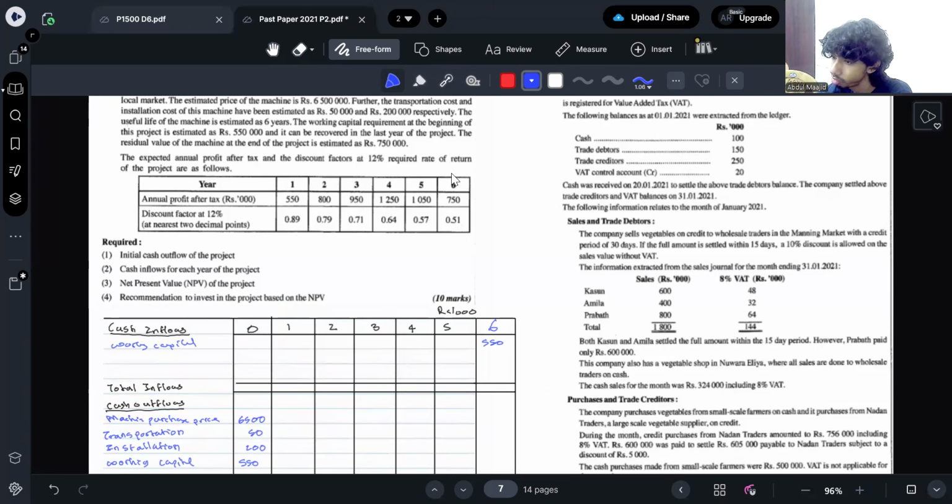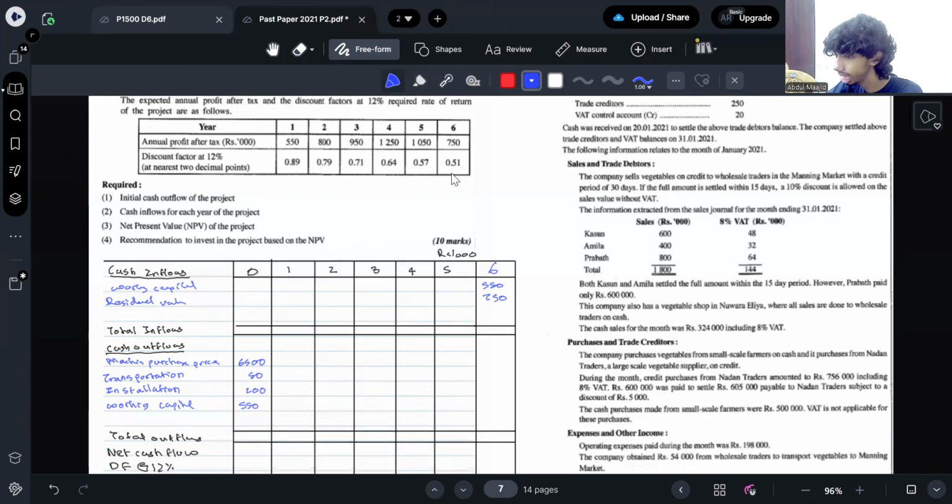The residual value of the machine at the end of the year is estimated at 750. It is the estimated amount at which you can sell this machine at the end of the useful life of 6 years. So the residual value is 750. The expected annual profit after tax and the discounting factor at 12% required rate of return of the project are as follows. So they have given the profit after tax.